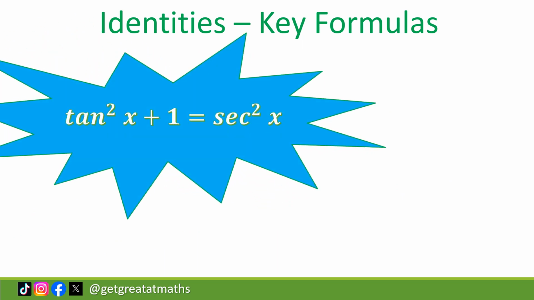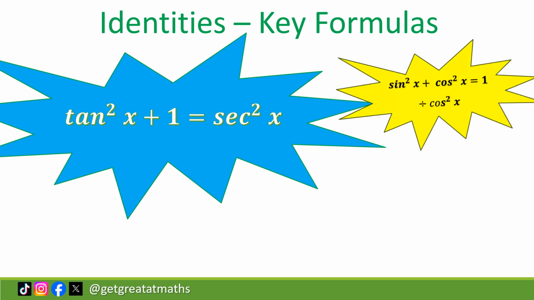The next identity is tan squared x plus 1 is equal to sec squared x. Again, this is a really important identity and you are likely to have to use it in your exam. Now, to help you remember this identity, if we take the identity we've just looked at, sine squared x plus cos squared x is equal to 1, if you divide each of these three terms by cos squared x, you will end up with this identity here, because sine squared x divided by cos squared x gives me tan squared x. Cos squared x divided by cos squared x gives me 1. And 1 divided by cos squared x is the same as sec squared x. So this is where this identity comes from.